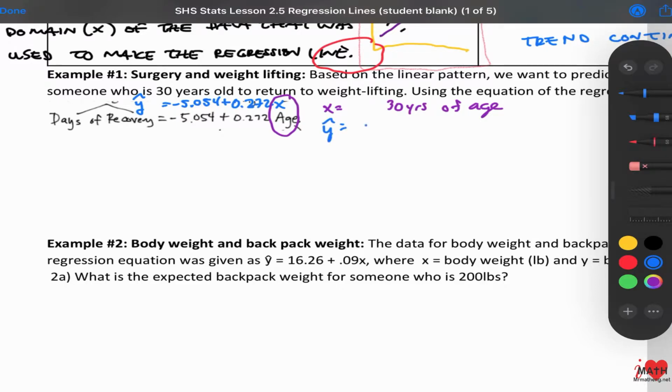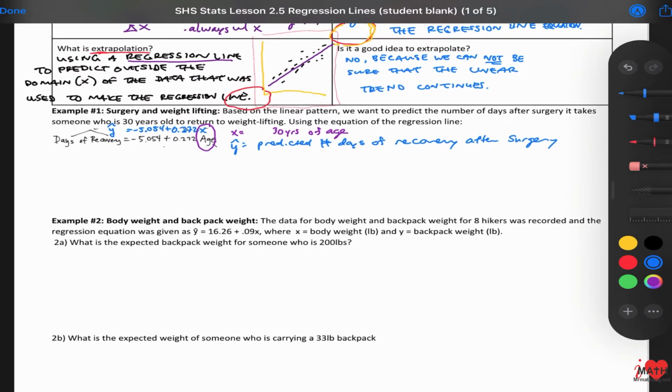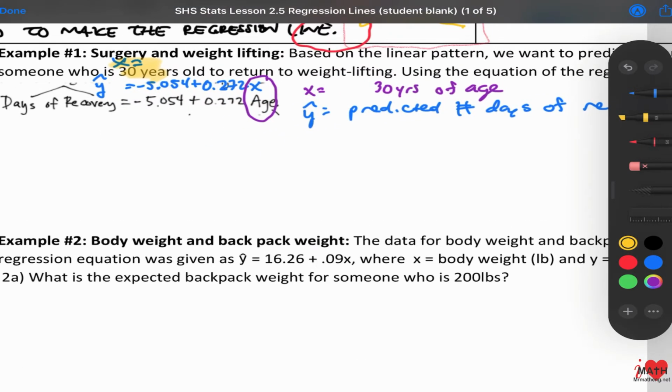Y hat is the predicted number of days of recovery after surgery. Okay, so there's my X, and we're going to put that in for age. Let's do that.